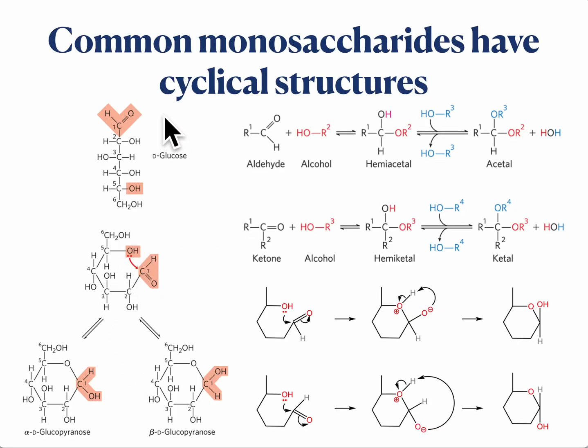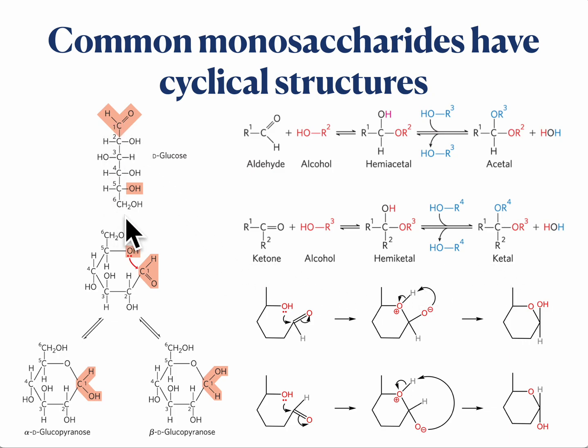Okay, so common monosaccharides have cyclical structures. The molecules that we've been looking at before are drawn in this linear structure, but it turns out they go through a reaction. Aldehydes react with an alcohol and produce a hemiacetal. And ketones react with alcohol to produce a hemiketal. And then hemiacetals and hemiketals can also react with another alcohol to produce acetals and ketals, respectively.